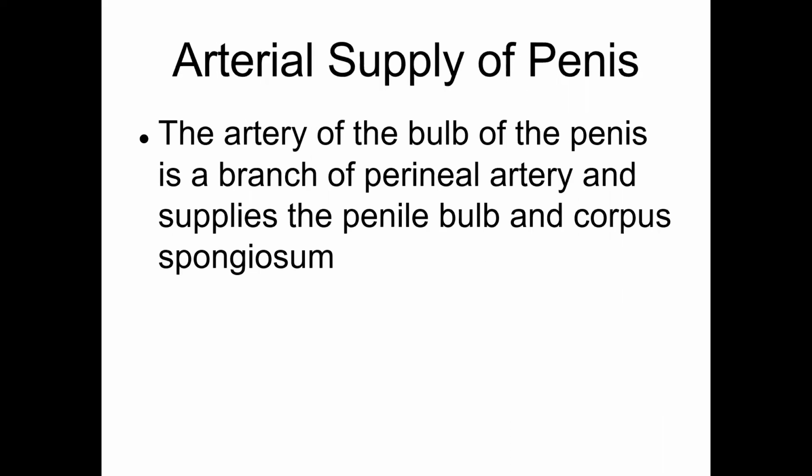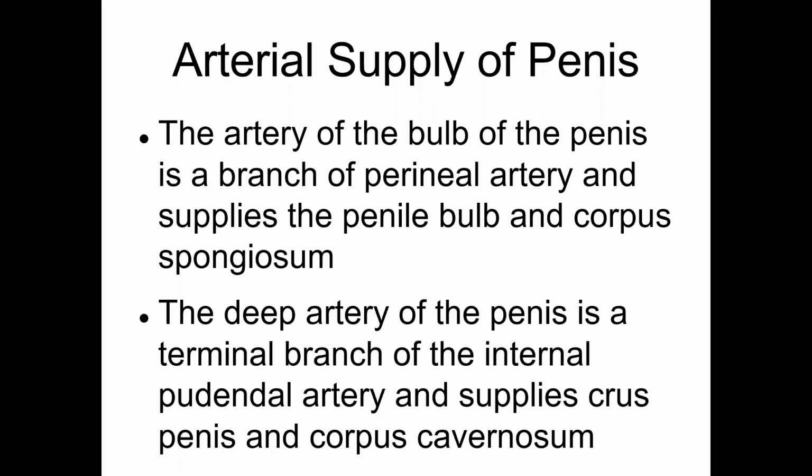The artery of the bulb of the penis is a branch of the perineal artery. The perineal artery is a branch of the internal pudendal artery and supplies the penile bulb and corpus spongiosum. That is the artery of the bulb. The deep artery of the penis is a terminal branch of the internal pudendal artery and supplies the crus penis and corpus cavernosum. And there is the dorsal artery of the penis, which is also one of the other terminal branches of the internal pudendal artery and supplies the glans penis.